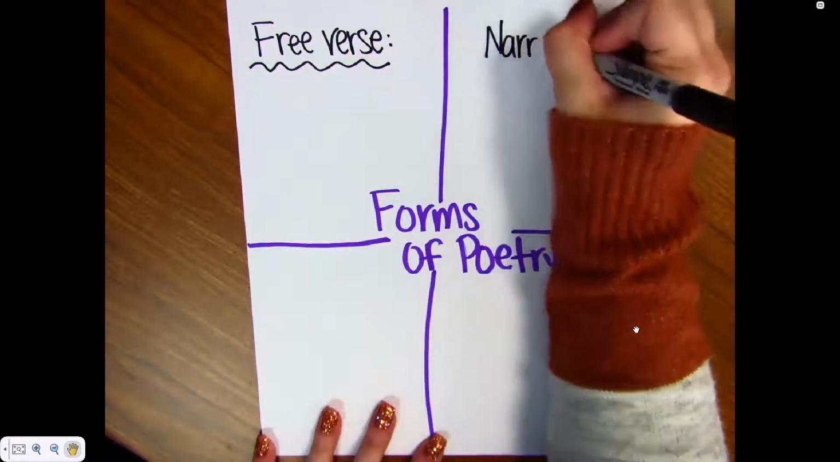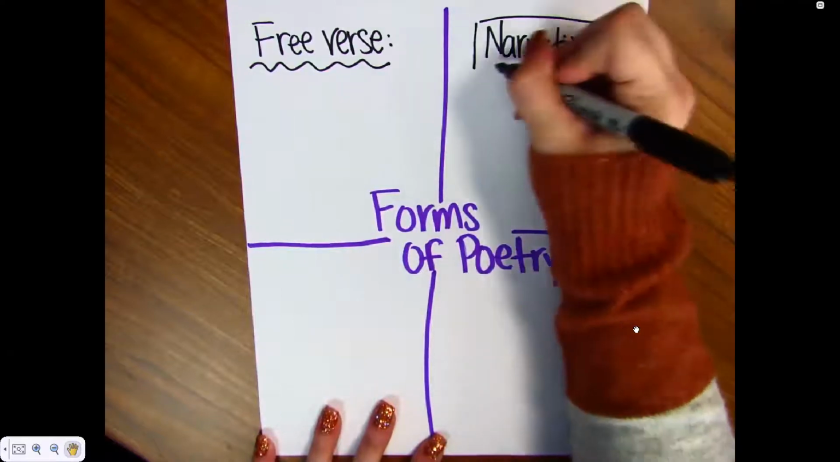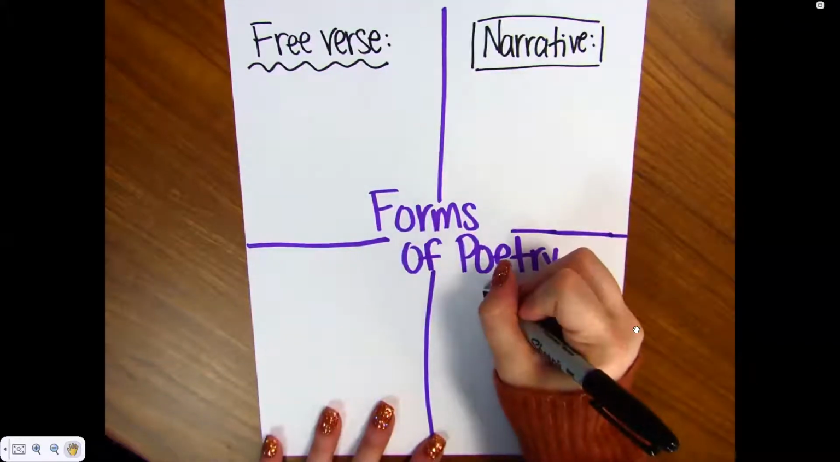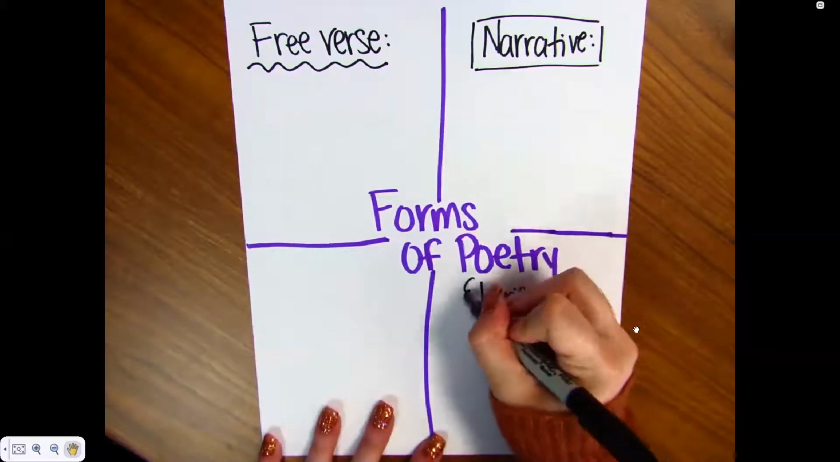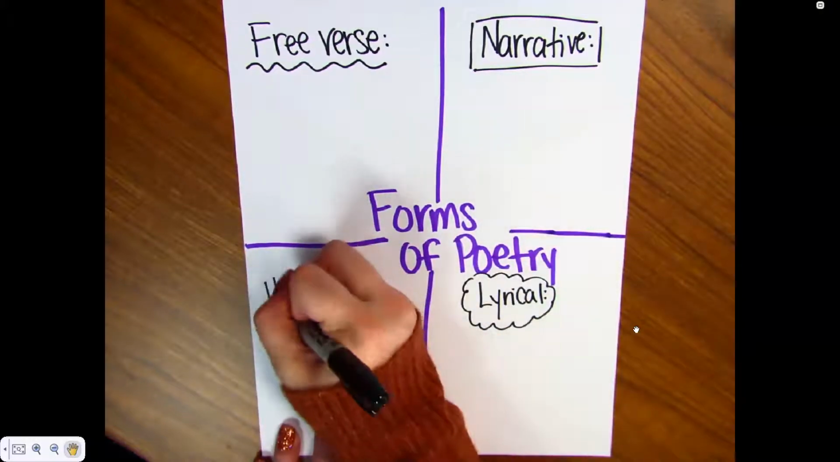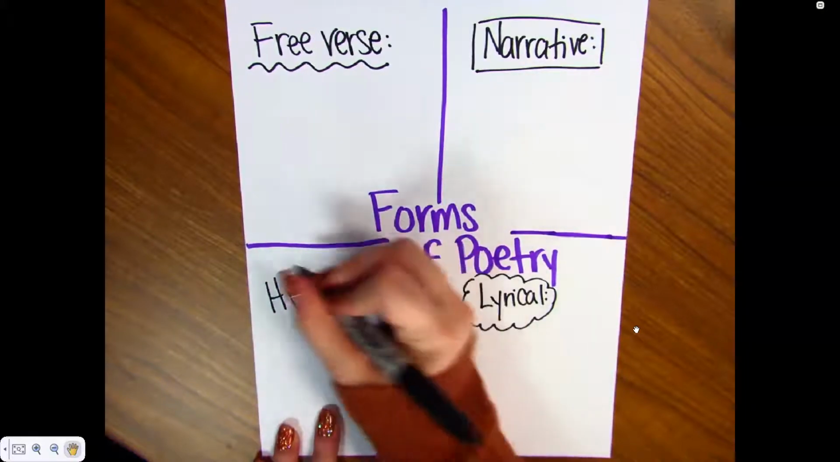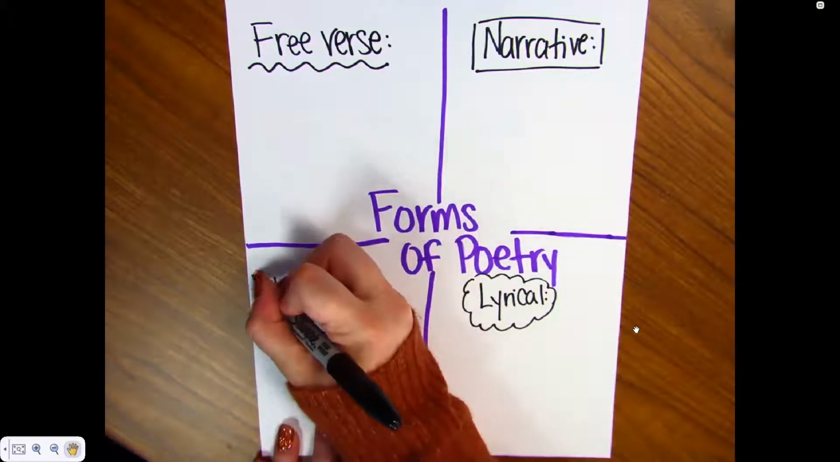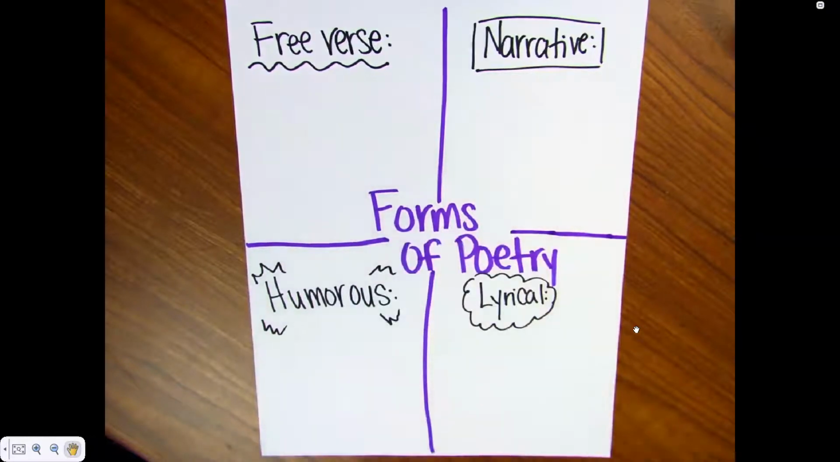The next one is narrative. The next one is lyrical. Then the last one is humorous. So let's think about these, okay? Let's think about these. So free verse, let's look at that one first.